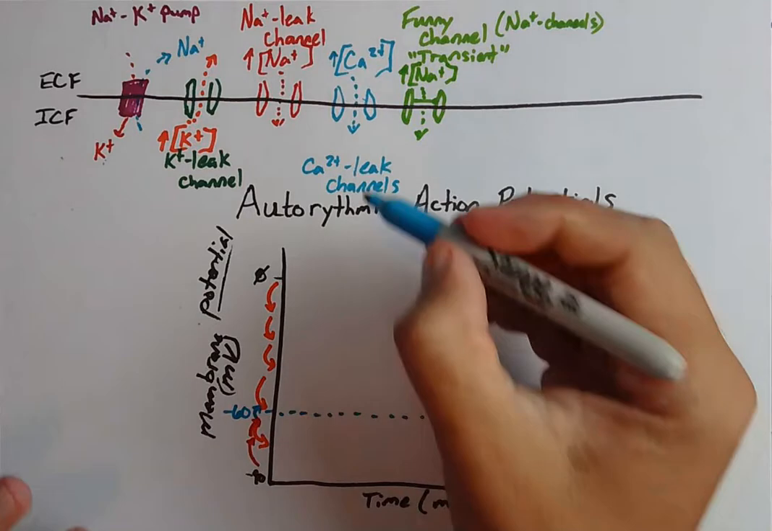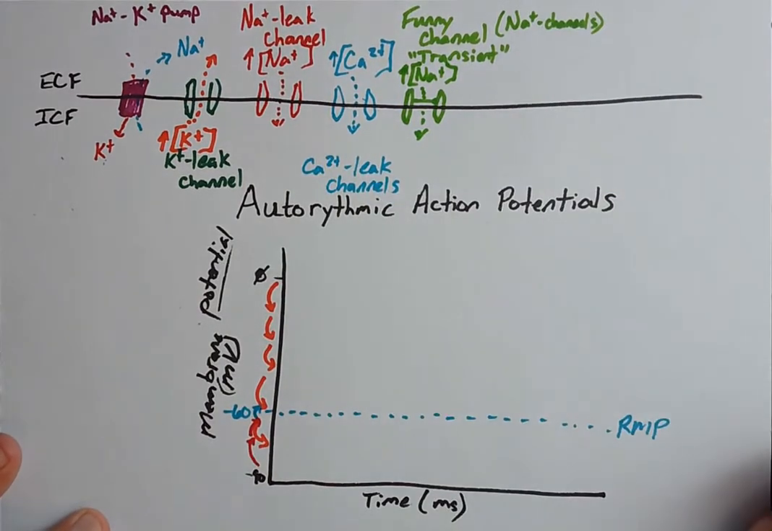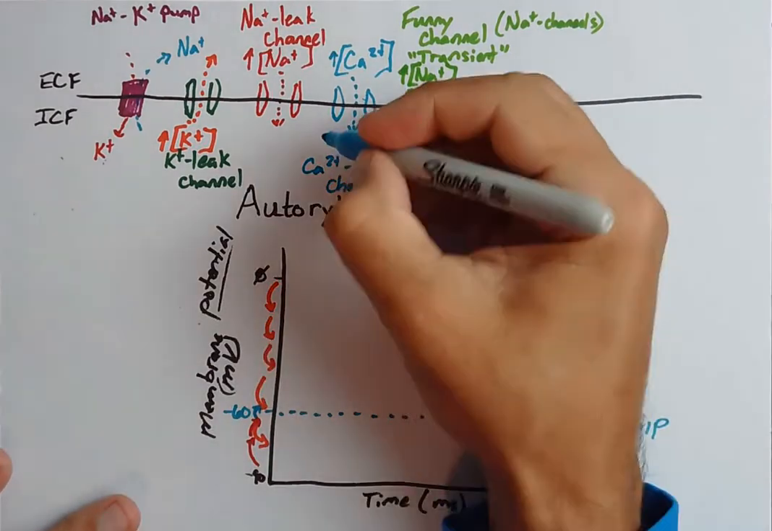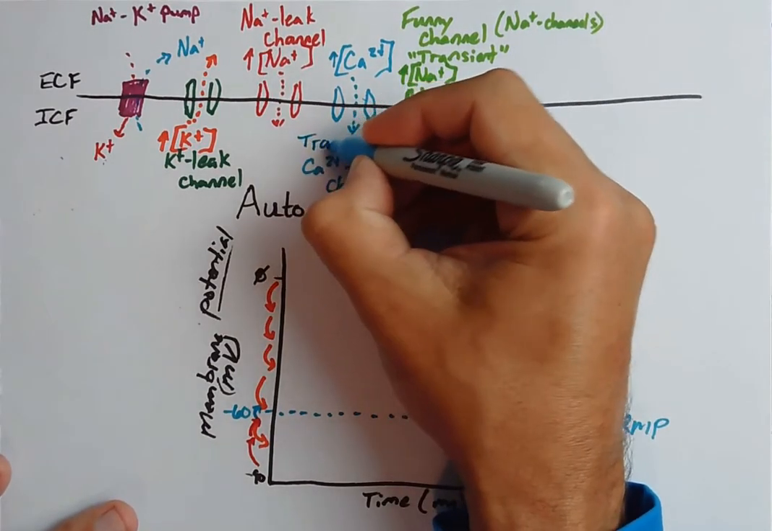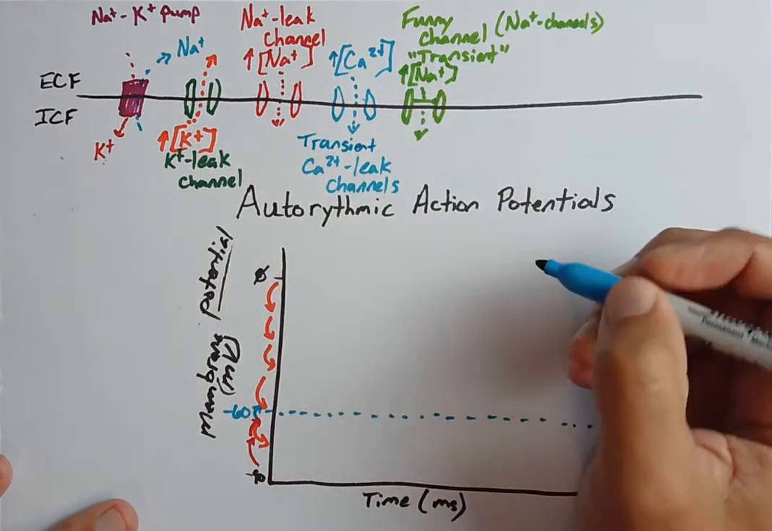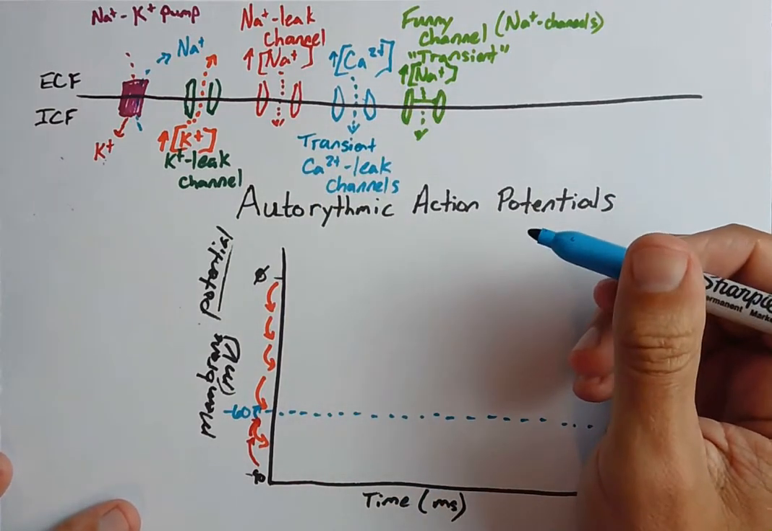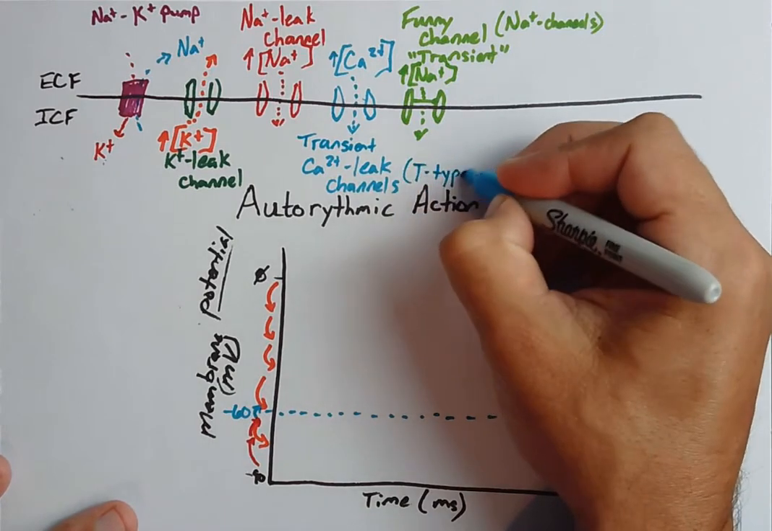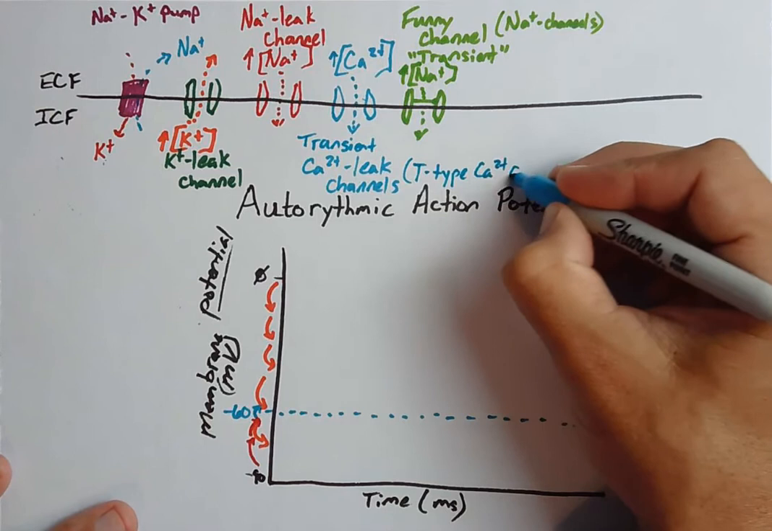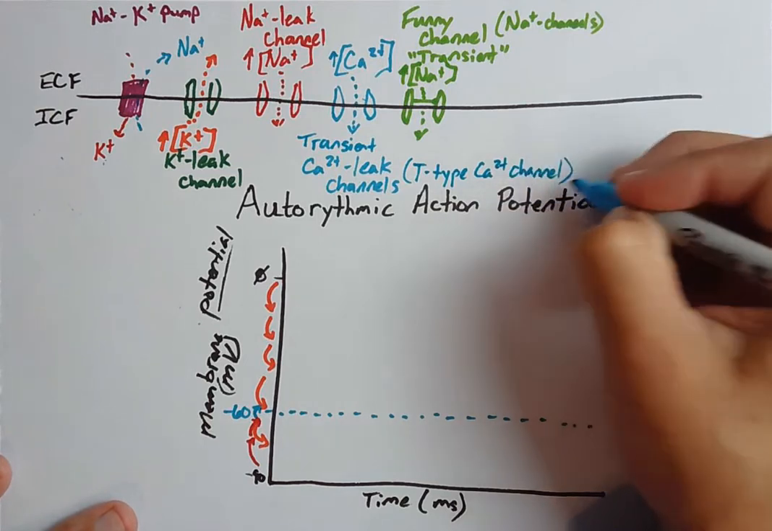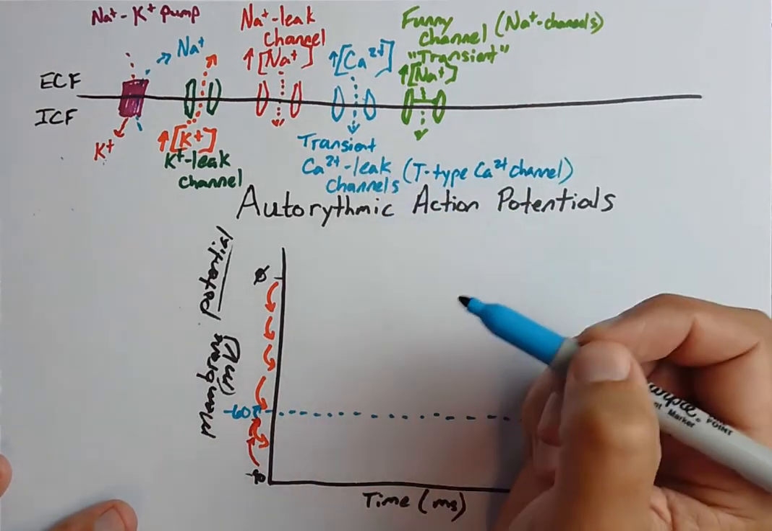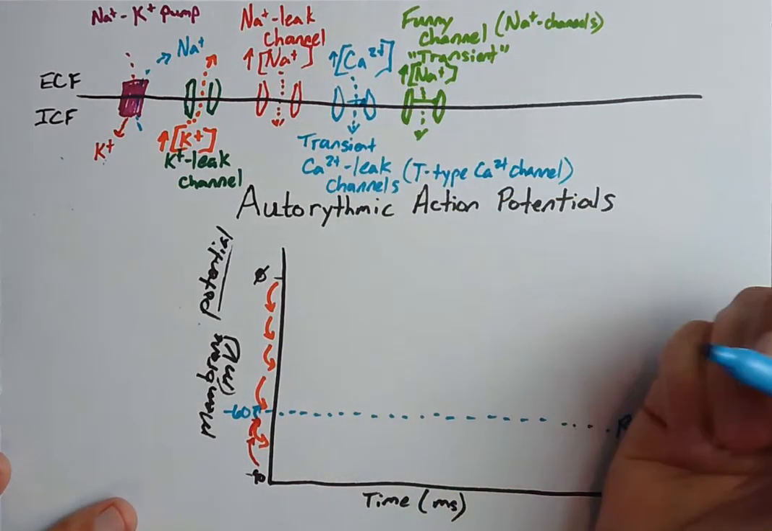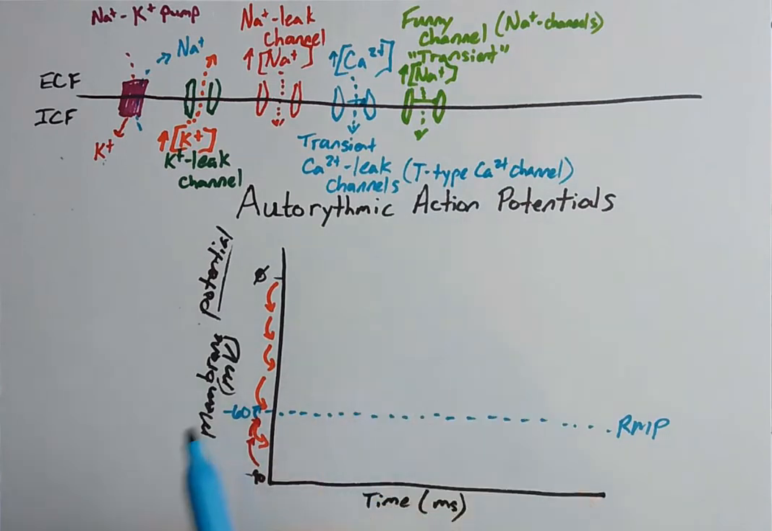We're going to go back and refer to this calcium leak channel here now. The calcium leak channel that you see here is actually a transient calcium leak channel. It's also known as a T-type calcium channel. T-type meaning transient type calcium channel. And this one also has a gate, and if it's transient, that gate is not open all the time, it's not closed all the time.